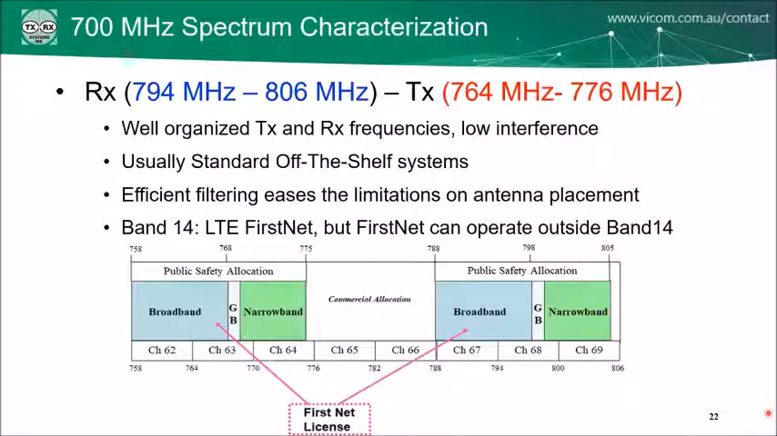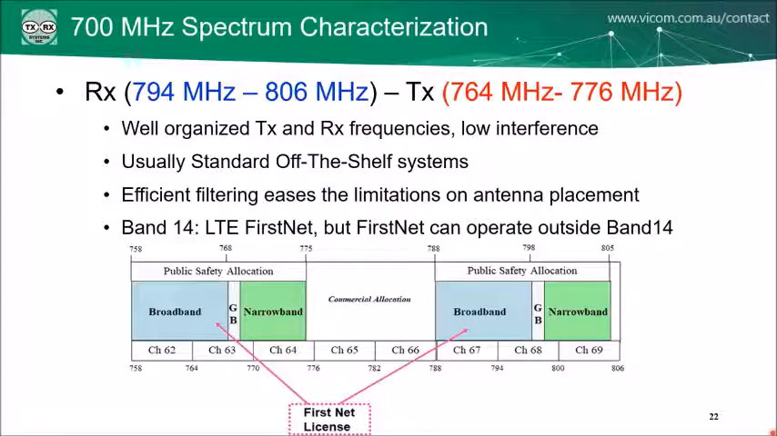But we also have some wrinkles going on here. In particular, it's these new LTE FirstNet and Band 14 broadband applications. These are relatively new, but because they are broadband, you have to have a guard band in between them and some of the standard narrowband frequencies.